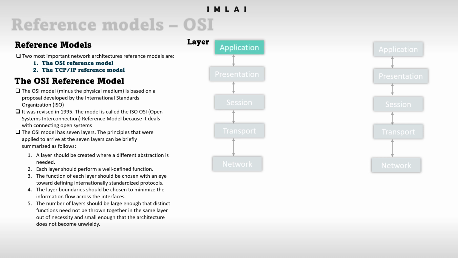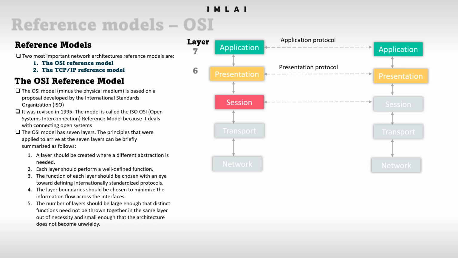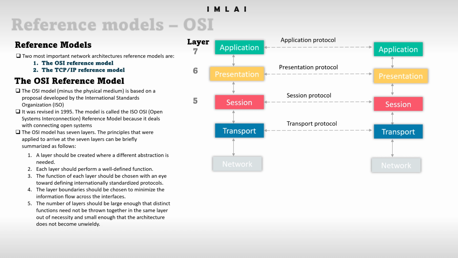7 layers. The application is the first layer, and data from the application goes to the presentation layer. The application will have an application protocol. Then layer number 6 is the presentation layer. From the presentation layer it will go to the session layer, that is layer number 5, and the session layer holds a session protocol. Then from the session layer it goes to the transport layer, which is layer number 4, and it holds a transport protocol.